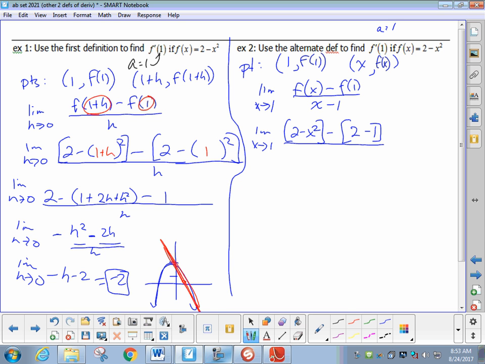Right, 2 minus 1. Way to go, me. x minus 1. The limit as x goes to 1 is distribute and simplify. What do you get in the numerator, my young friends? 2 minus x squared. 2 minus x squared minus 1, so 1 minus x squared. Yeah?